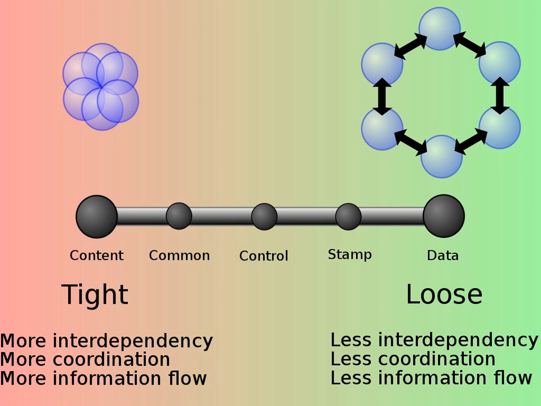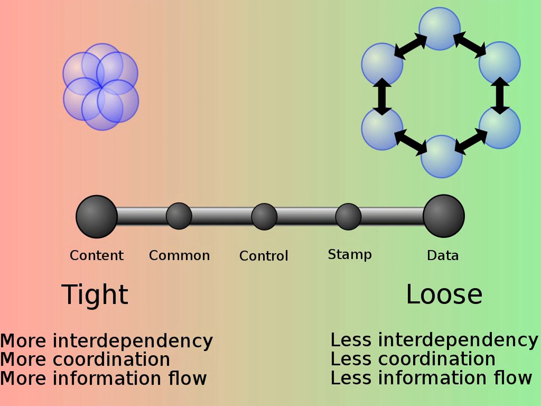Control coupling. Control coupling is one module controlling the flow of another, by passing it information on what to do, e.g., passing a what-to-do flag.